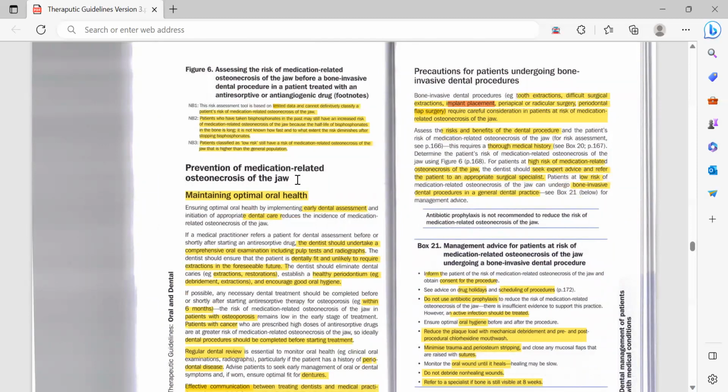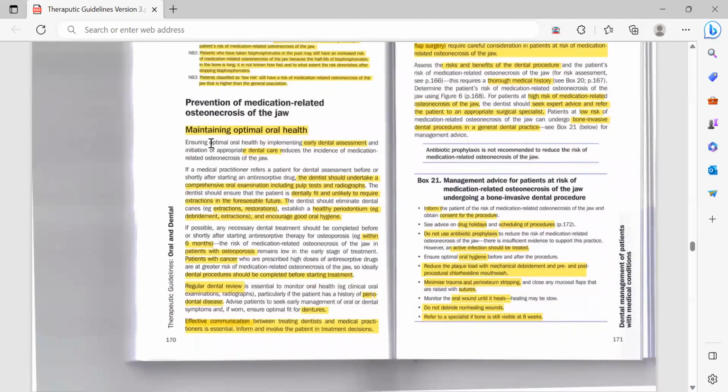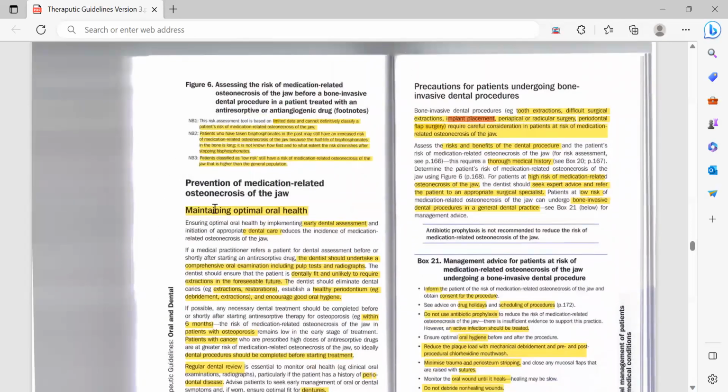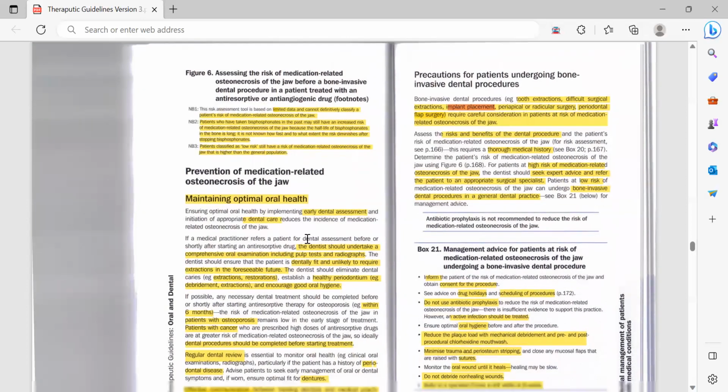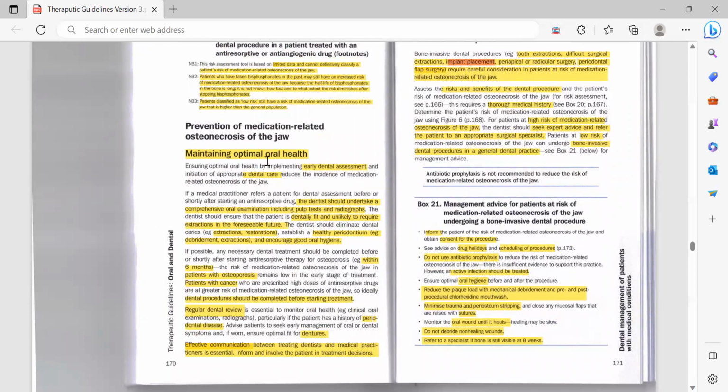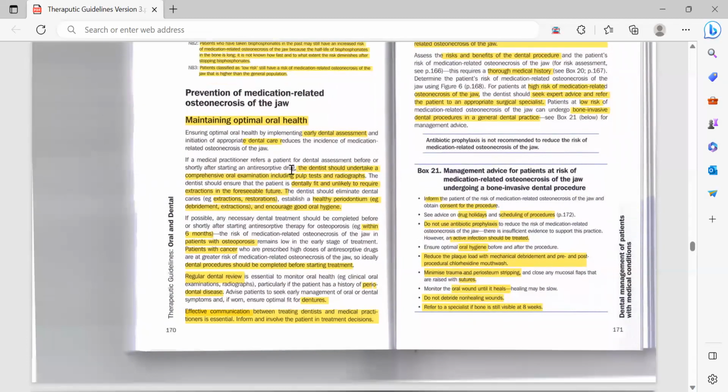Then how you can prevent a medication related necrosis of the jaw. The most important point is maintaining optimal oral health and the precautions that you need to take while you undergo the dental procedure. So how you can maintain their good health? Ensuring optimal oral health by implementing early dental assessment and initiation of appropriate dental care reduces the incidence. So early dental assessment and dental care is important.